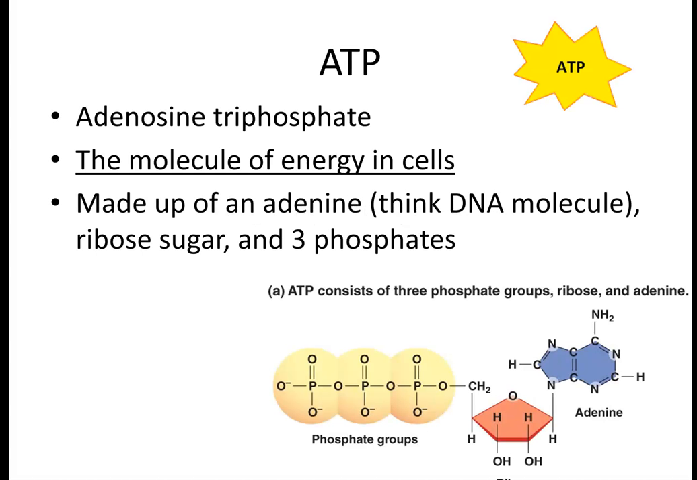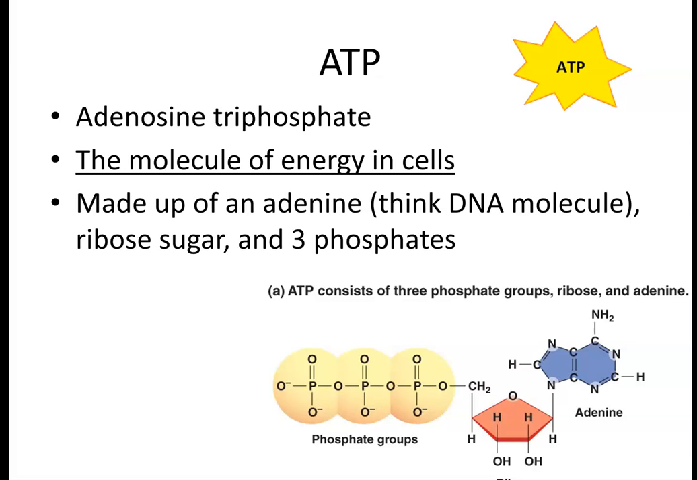Today's lesson is part 1 of cellular energetics. The first molecule that we need to talk about is a molecule called ATP. ATP stands for adenosine triphosphate. This is the molecule of energy in cells.